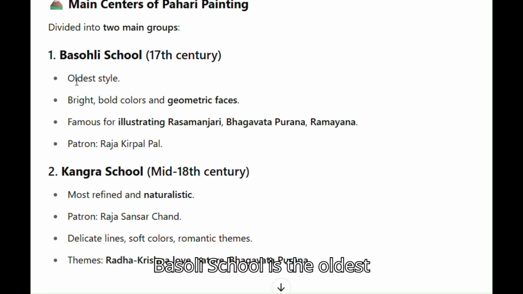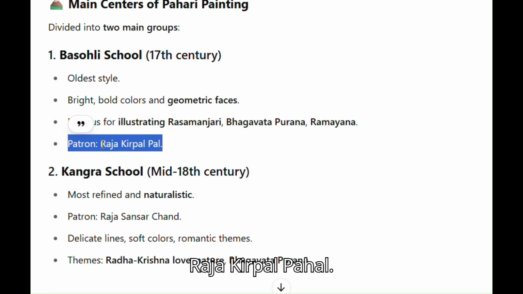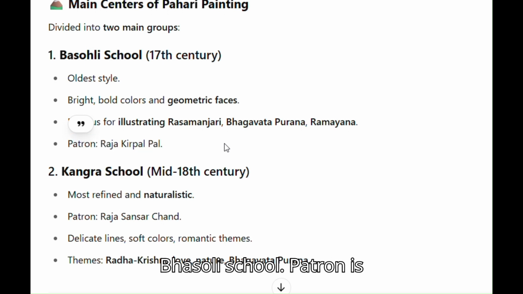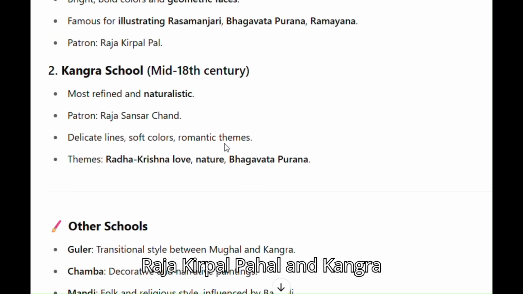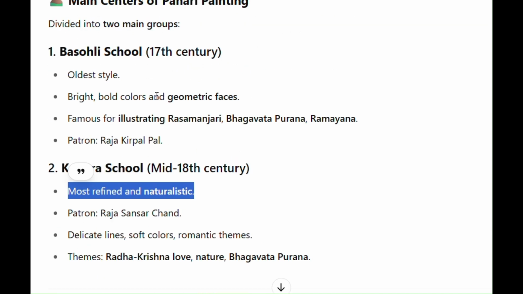So Basoli School is around the 17th century and Kangra School is around the mid 18th century. The Basoli School is the oldest style, with bright bold colors and geometric faces. Famous for illustrating Rasamanjari, Bhagavata Purana and Ramayana. Patron is Raja Kirpal Pal. Just remember this: Basoli School patron is Raja Kirpal Pal and Kangra School is the most refined and naturalistic.